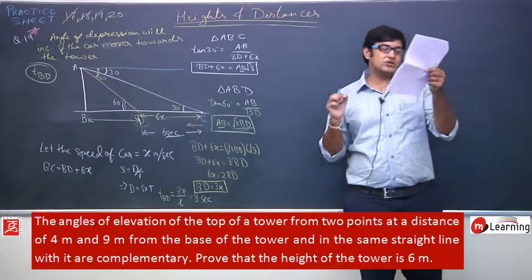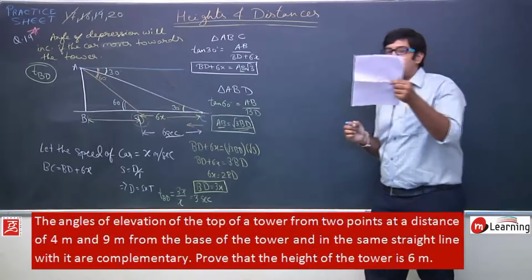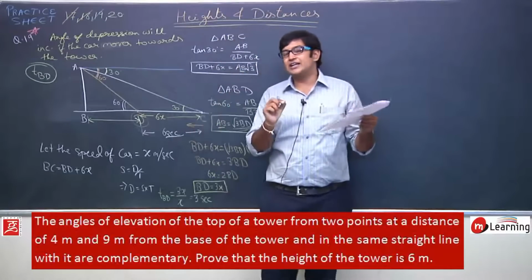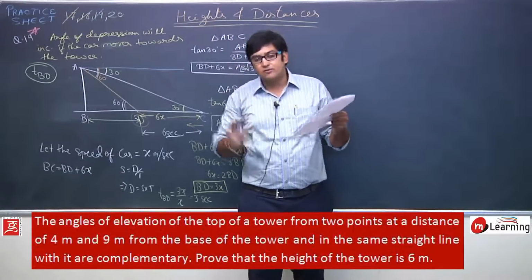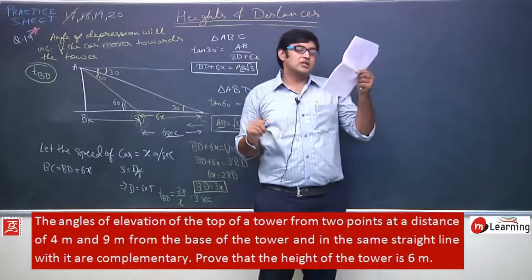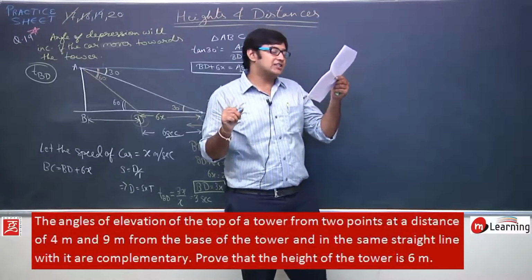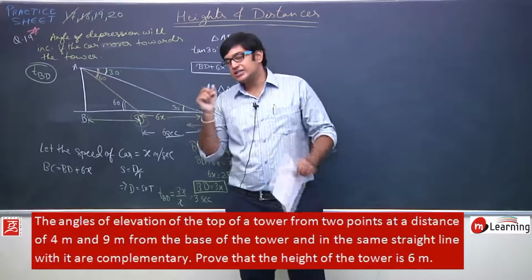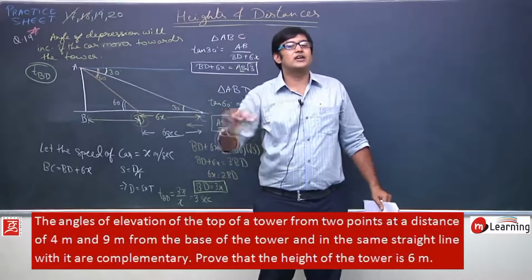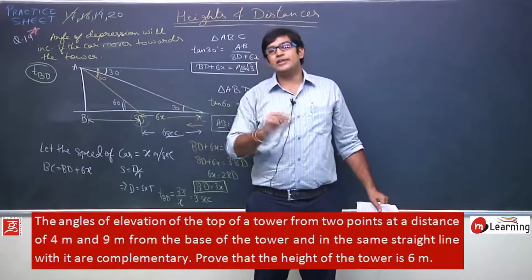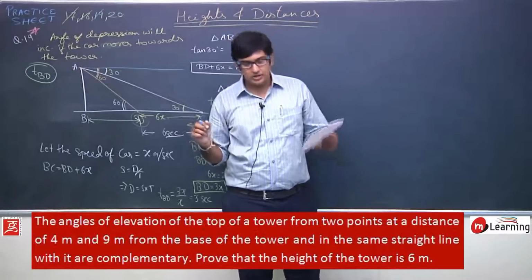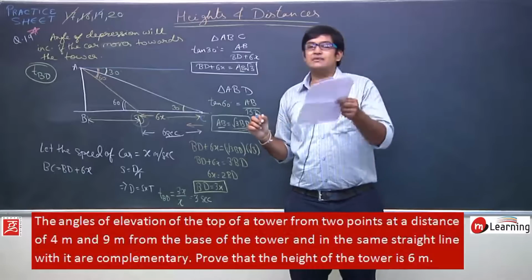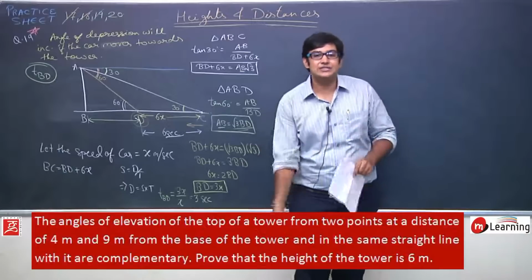So try to understand the question. It says the angle of elevation of the top of a tower from 2 points. So definitely I am observing the top of the tower from 2 points. Which are the 2 points? The 2 points are located at a distance of 4 meter and 9 meter from the base. That is, the 2 points are located on the ground and they are 4 meter from the base and 9 meter away from the base. Then it says from the base of the tower and in the same straight line. The 2 points lie in the same straight line.